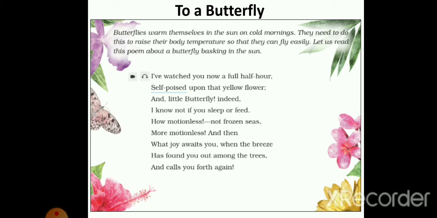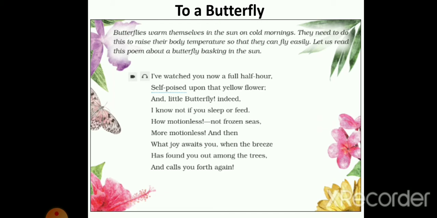So this poem is about a butterfly who comes during the cold mornings. They warm themselves in the sun. Why do they need to warm themselves in the sun? During the cold mornings, they need to raise their body temperature so that they can fly easily. In order to fly easily, they need to do this.